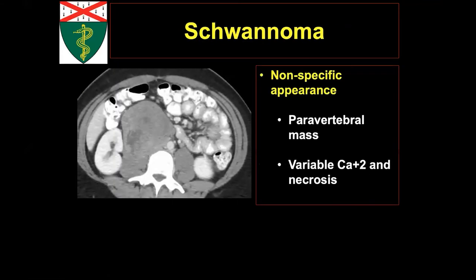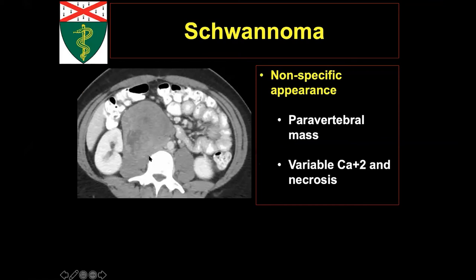We'll start off with schwannoma. And unfortunately, schwannoma does have a non-specific appearance. But I think it's something good to think about. And whether you include it or not in your differential is really based on the lesion itself. But it's important to think about when you see a paravertebral mass. It can have a variable amount of calcification and necrosis.